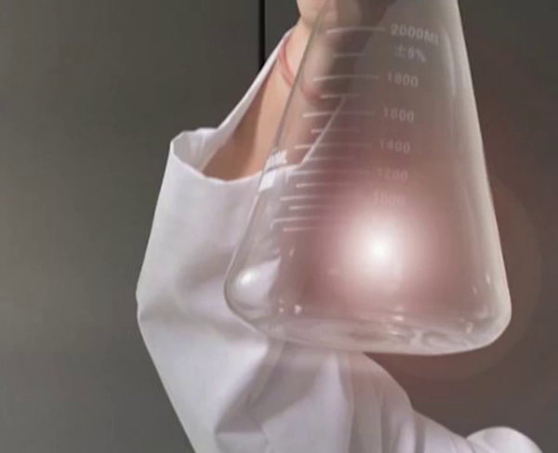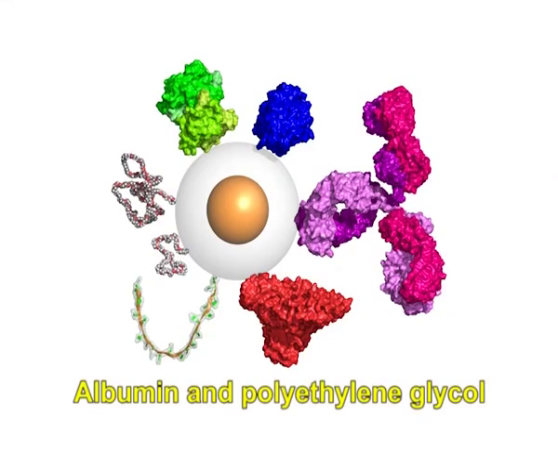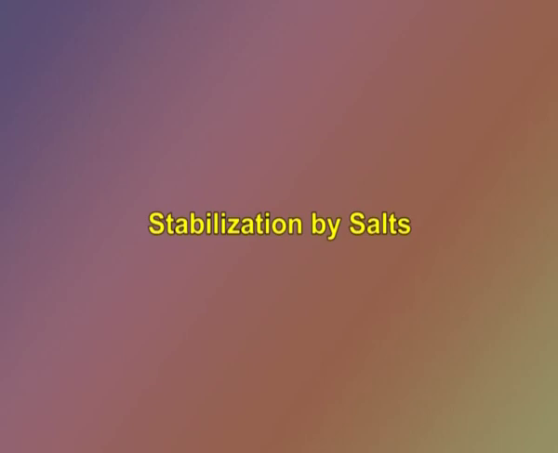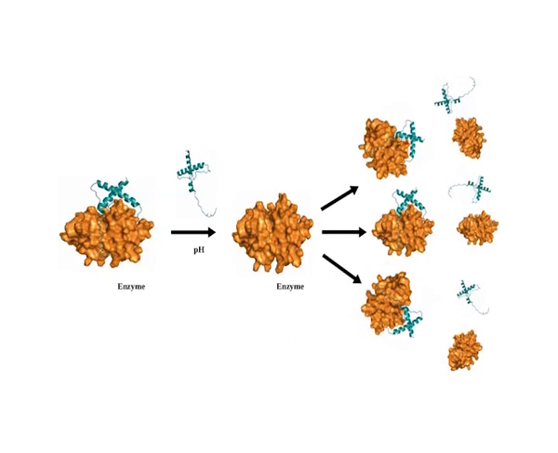Enzymes can be stabilized particularly against increased temperature by addition of polymers such as gelatin, albumin and polyethylene glycol. Stabilization by salts. Stability of metalloenzymes can be achieved by adding salts such as calcium, ferrous, manganese, copper and zinc. Example, proteases can be stabilized by adding calcium.